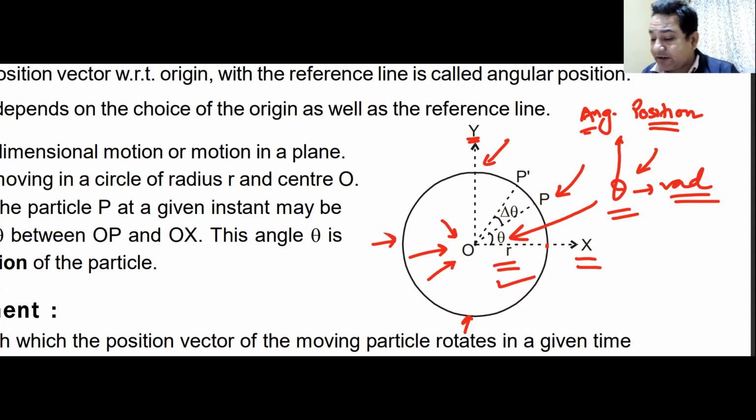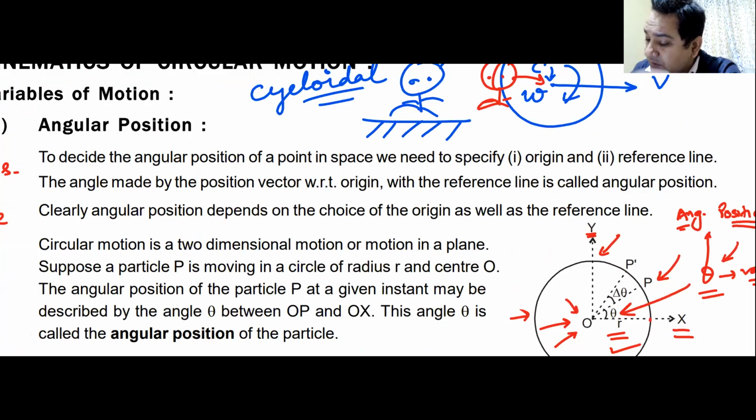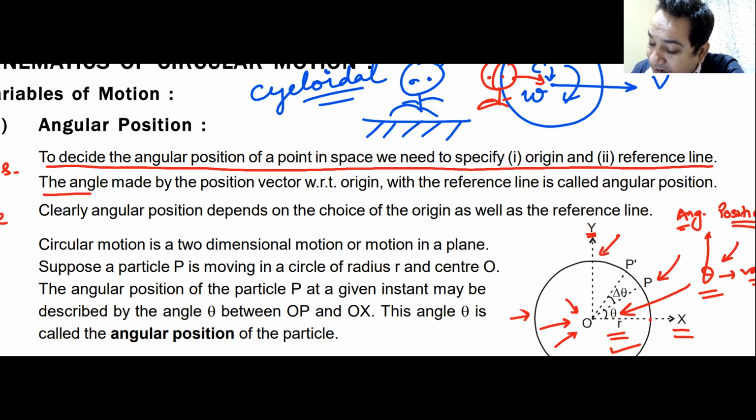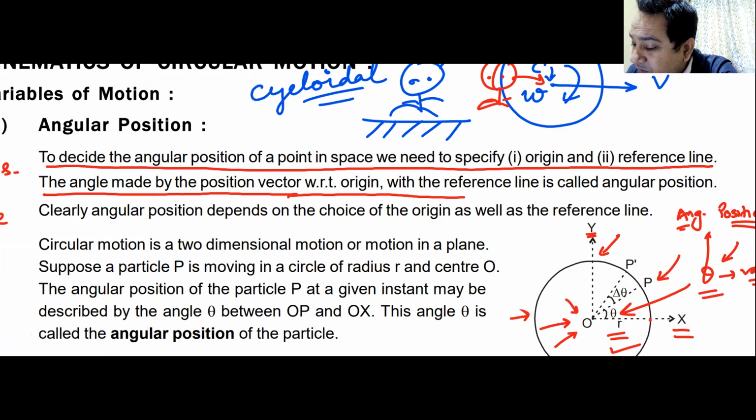I hope you have drawn this diagram. It was very simple. And the definition simply goes like this. To decide the angular position of a point in space, we need to specify origin and reference line. The angle made by the position vector, again the position vector comes, the angle made by the position vector with respect to origin with the reference line is known as the angular position. You have to just write the underlined part.